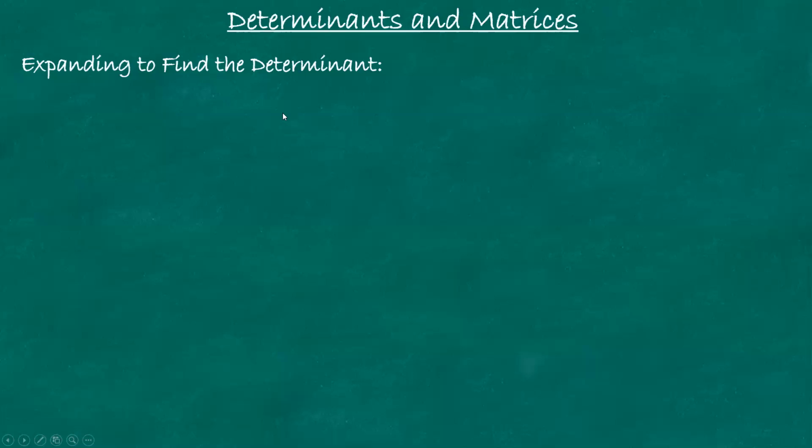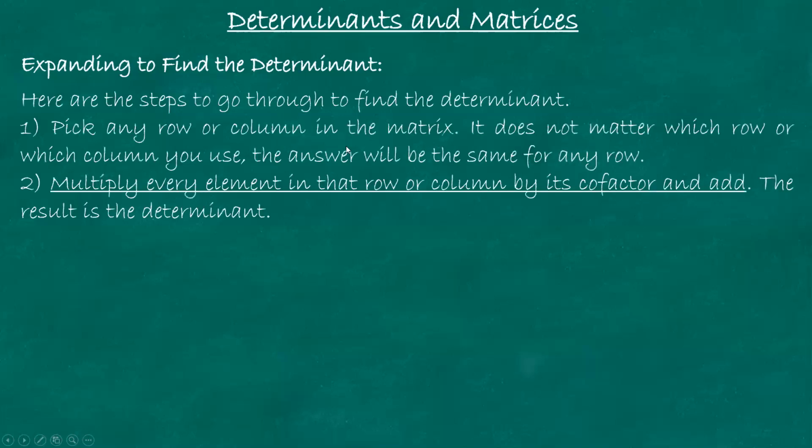So, ini ang how to find the determinant of a matrix using expansion of minors. So, ang steps nga gamiton: pick any row or column, regardless kung unsa nga row or unsa nga column ang gamiton. Same ang value sa determinant. Pick any row or column in the matrix. It does not matter which row or which column you use. The answer will be the same for any row.